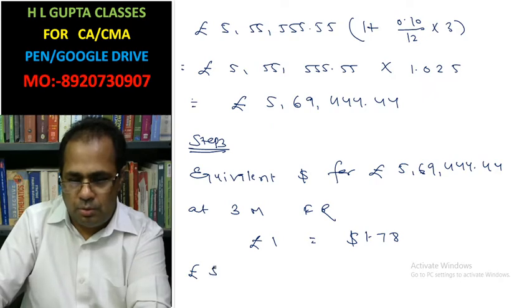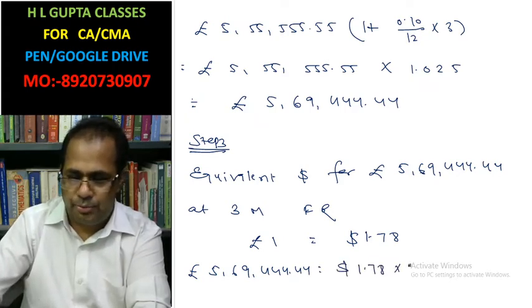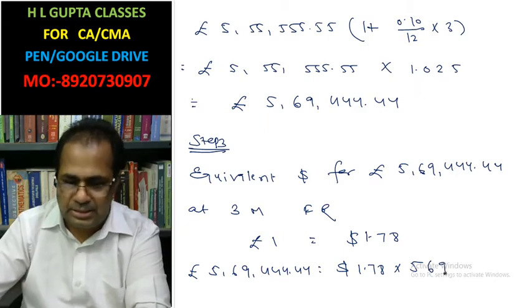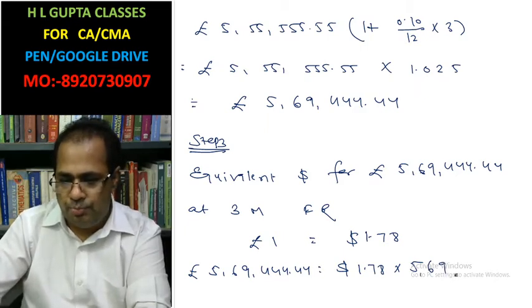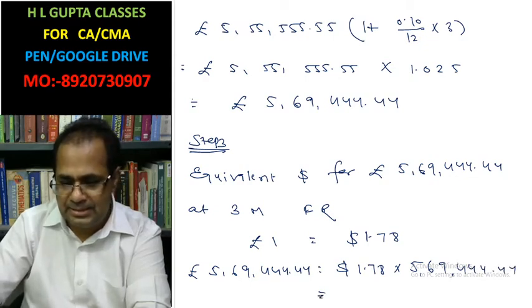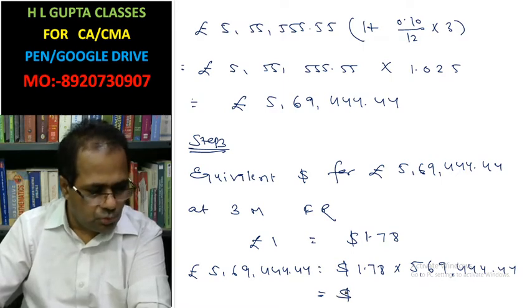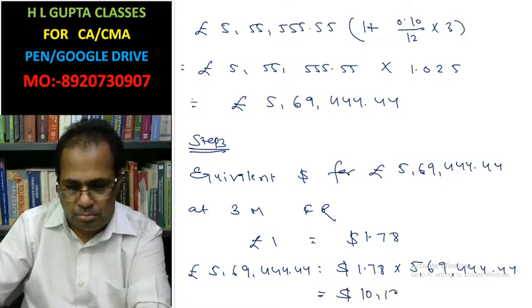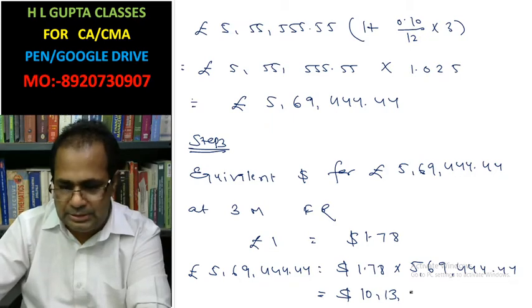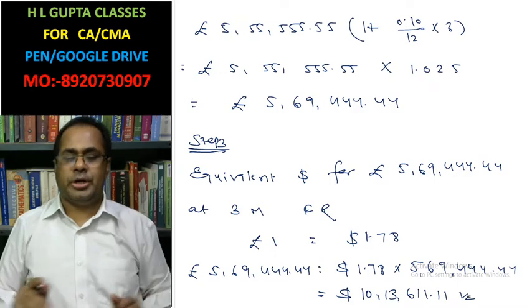Pound 5,69,444.44 into dollar 1.78 gives this amount in dollar, 10 lakh 13,611.11. Now look at here.